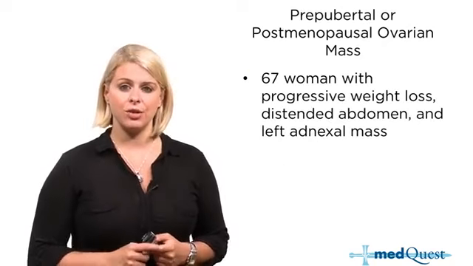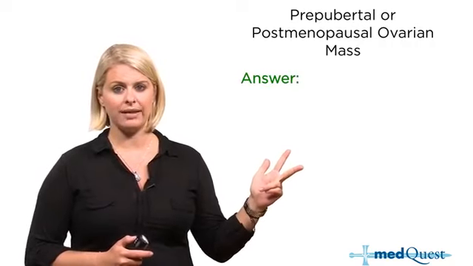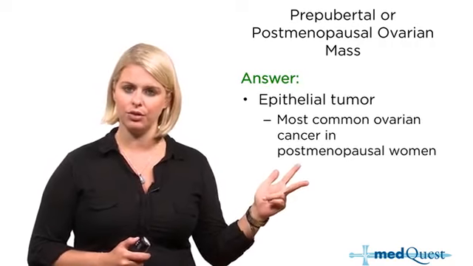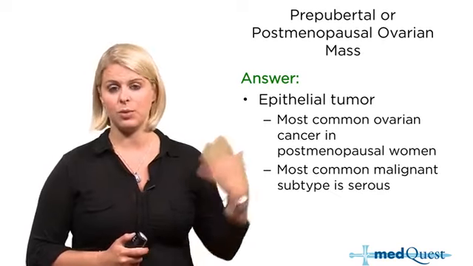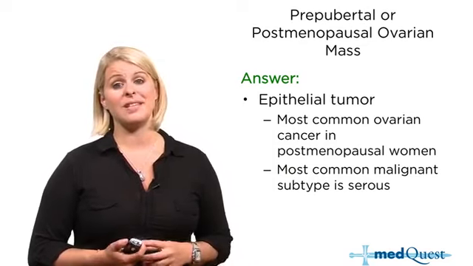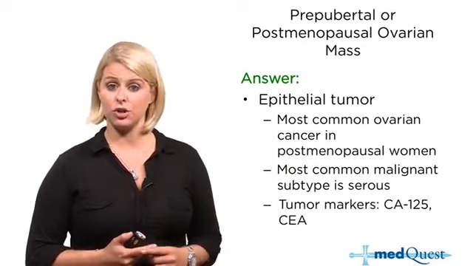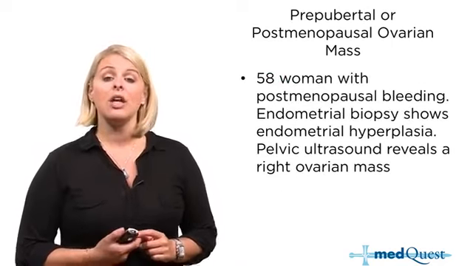In a 67-year-old woman with progressive weight loss, a distended abdomen, and a left adnexal mass. What's that going to be? An epithelial tumor. So most common ovarian cancer in postmenopausal women. That's why the patient was older. The most common malignant subtype is going to be a serous tumor. What are your tumor markers? They're going to be CA125 and a CEA.